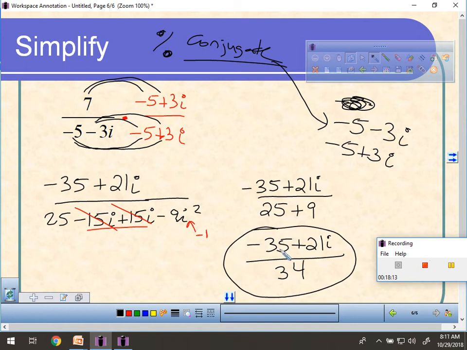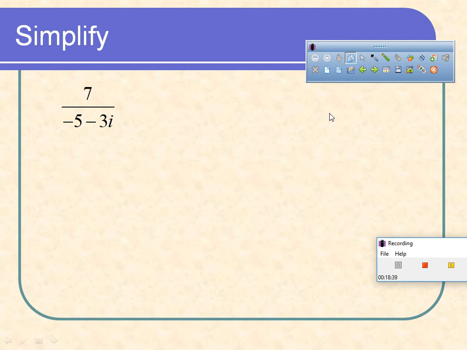So when you're dividing, just remember, do the conjugate. The conjugate of this problem, negative 5 minus 3i, is negative 5 plus 3i. And so then you just multiply, distribute the top, and FOIL out the bottom, and that would be your answer for that. Now, another complex number problem is whenever we want to multiply two things together.